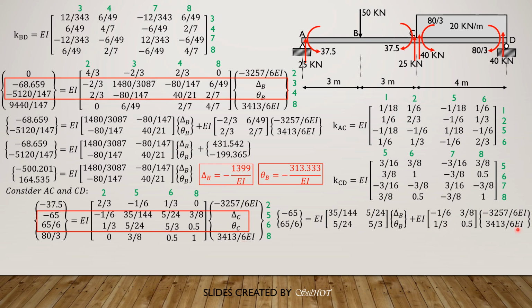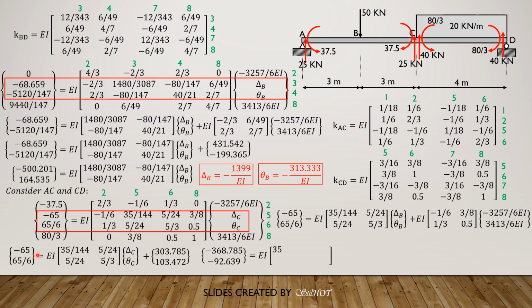So expanding this second term of this matrix, we just copy the first two first. So negative 1/6 times negative 3257 over 6 EI, so cancel EI, then plus 3/8 times 3413 over 6. That's 303.785. And 1/3 times negative 3257 over 6 plus 0.5 of 3413 over 6 is 103.472. Finally, combine it with here. So negative 368.785, and 65 over 6 minus 103.472 is negative 92.639, equals EI.